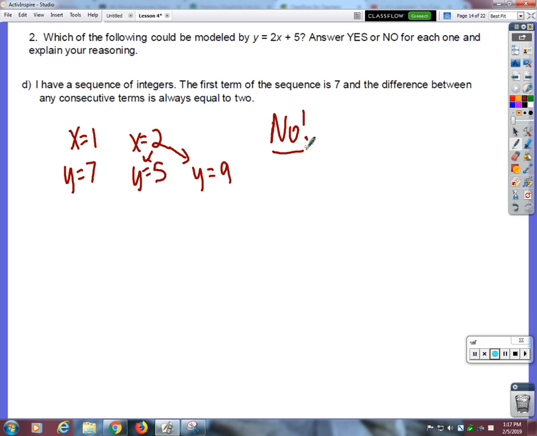So Thalia, it just means you start with the number 7, and you either go up 2 or down 2 each time. And since Weston said that you could go up or down, that means that the equation won't fit.